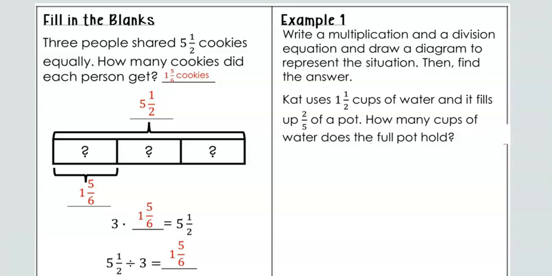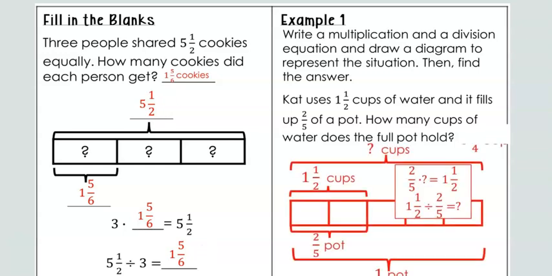Write a multiplication and a division equation and draw a diagram to represent the situation. Then find the answer. Kat uses 1 1/2 cups of water and it fills up 2/5 of a pot. How many cups of water does the full pot hold?